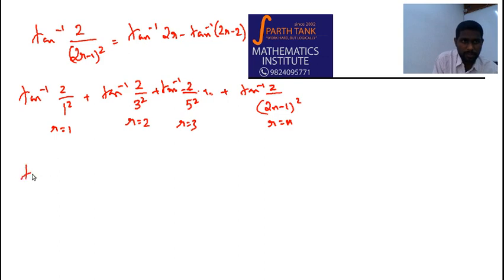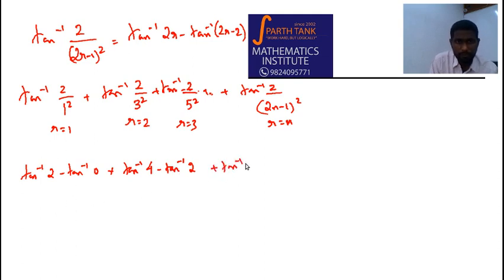So using this I can write tan inverse of 2 minus tan inverse of 0. And then again here R is 2, so tan inverse of 4 minus tan inverse of 4 minus 2, which is 2. Then the same way, plus tan inverse of 3 times 2, which is 6, minus tan inverse of 6 minus 2, which is 4. Plus and so on, up to the last two terms, which are going to be tan inverse of 2n minus tan inverse of 2n minus 2.